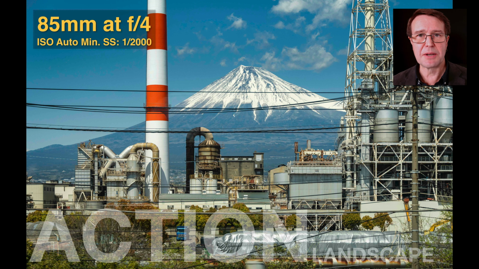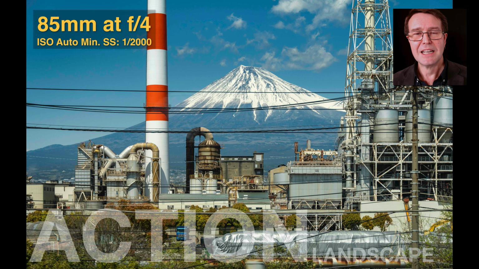shoot a landscape with my action settings was in this example here, where we have the foreground of the city of Fuji industrial area, and we're looking out towards Mount Fuji in the distance. Now, had I been in front of this scene, handheld, I could have chosen to use my f11 landscape settings, but I'm not out in the open. I'm actually traveling on a train that's traveling over 300 kilometers an hour.